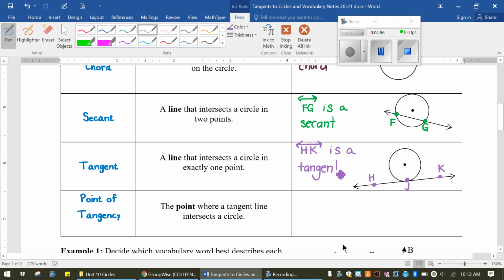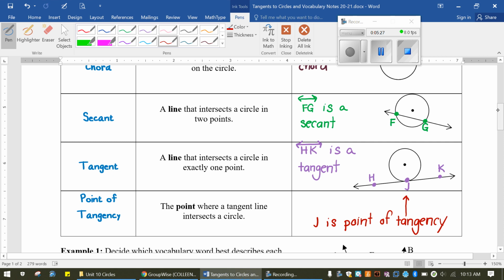Okay, and then the last part: a point of tangency means the point where this line hits the circle. It's right here at J. So I'm just going to draw an arrow up to that. And we're going to say J is a point of tangency. So where the tangent hits the circle.